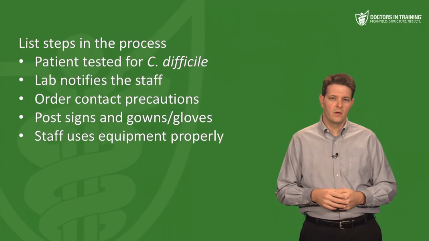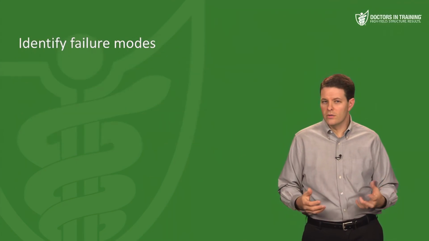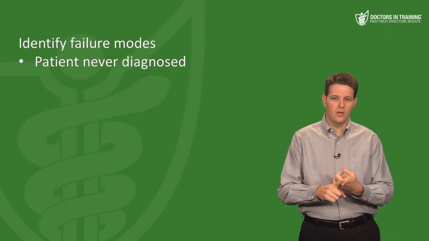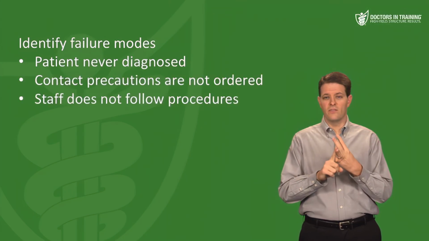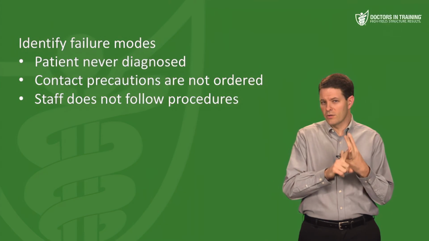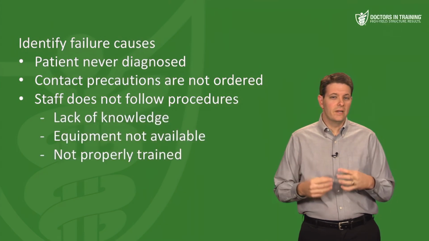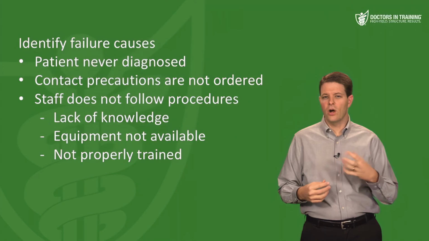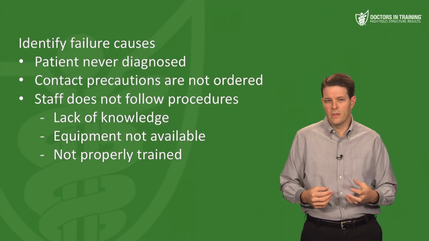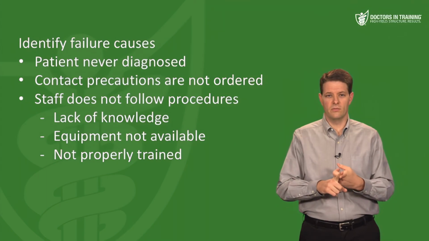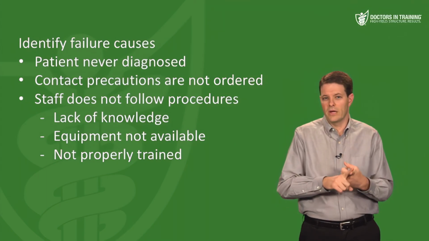Then you would list the failure modes, such as the patient never gets diagnosed, or the patient gets diagnosed but the contact precautions aren't ordered, or the staff doesn't follow proper contact precaution procedures. And then for each of these modes, you could have several different causes. For instance, for the failure mode of staff doesn't follow procedures, maybe the sign wasn't posted, so staff didn't know that they were supposed to wear gowns and gloves.